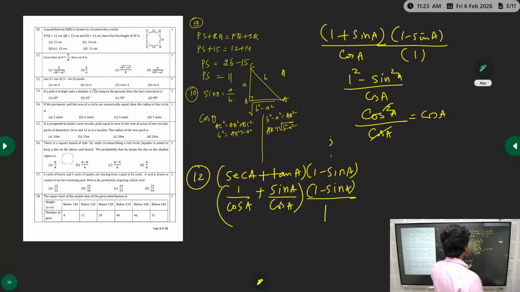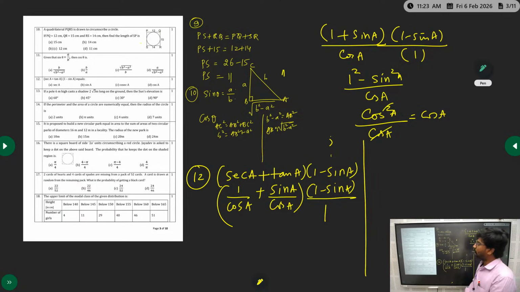Question number 13. If a pole 6 meter high, how do you draw a 6 meter high pole? Draw it. It casts a shadow of 2√3. Where does the shadow fall? How is the ground? Horizontal. Problems come if you imagine it here. Lower the ground a little, lower the pole. How does the pole lie? No, draw it vertical. Vertical pole, shadow on the floor.